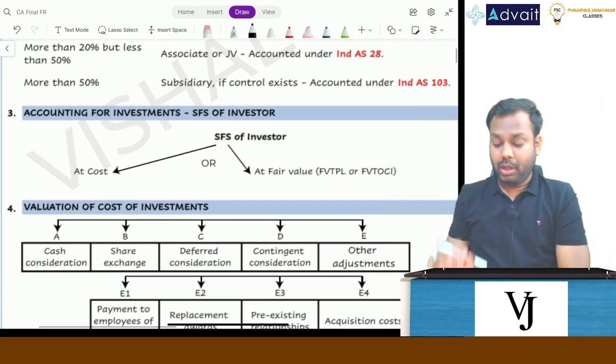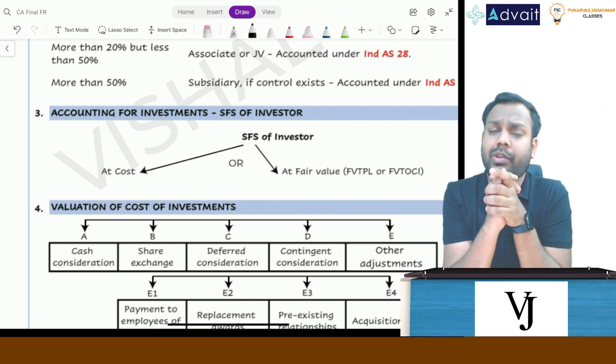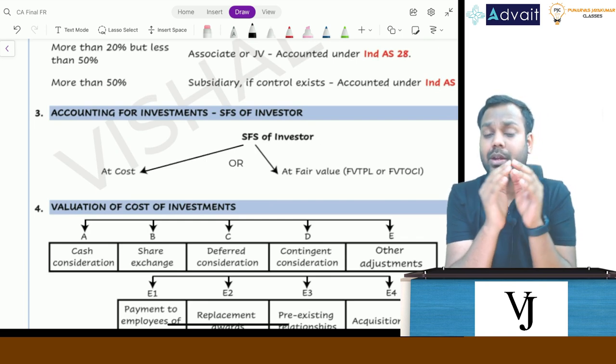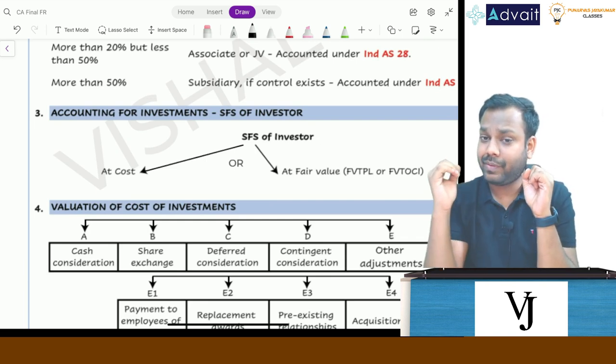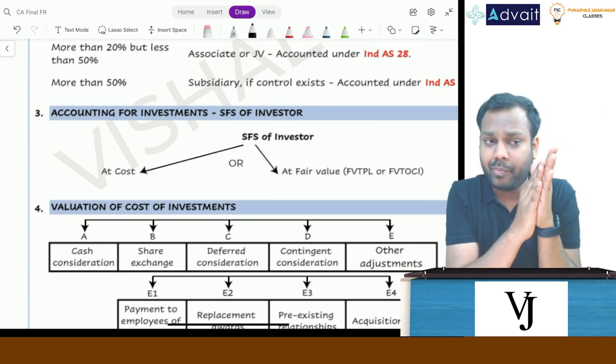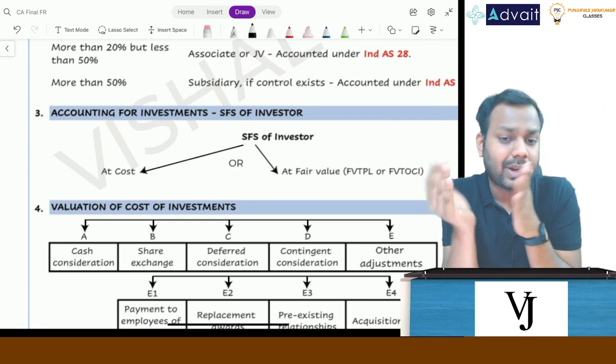Okay, now this was the classification of investments. Now comes the accounting treatment of investments. When it comes to the accounting treatment, we have to understand it in the SFS of the parent and in the CFS of the group. In the SFS of the parent, investment is investment in the equity shares of another company.